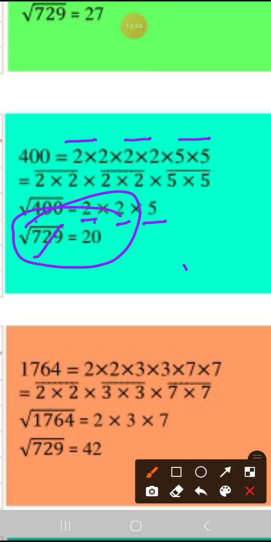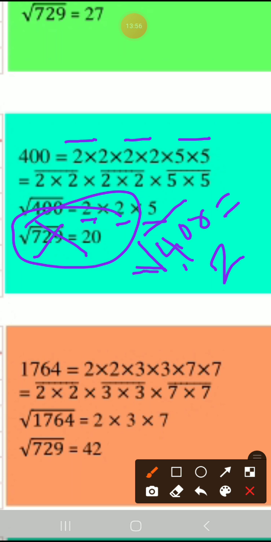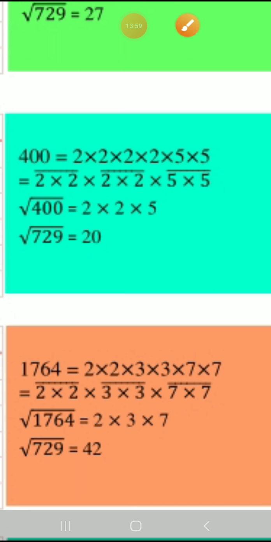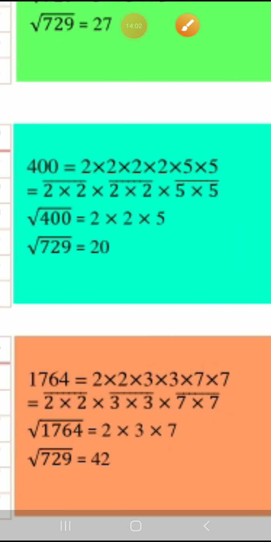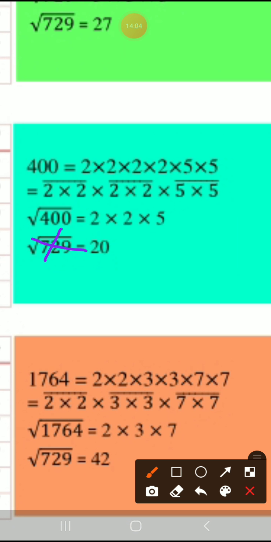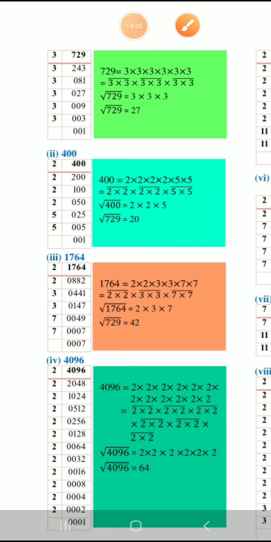So here it is not 729, children, it is square root of 400. Got it? There's a mistake in that. Can you write neatly? Square root of 400. Okay, square root of 400 is equal to 20. Got it? Square root of 400 is equal to 20. Here 729 is written, so kindly write it: square root of 400. This you write here: square root of 400 is equal to 20. Why 20? Because 2 to the 4, 4 5s are 20, because we have extracted one from each pair. Got it? Very simple.